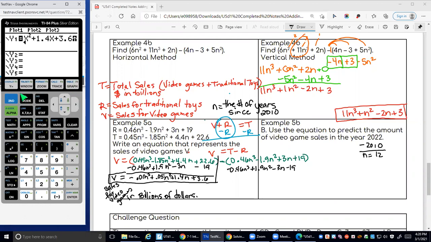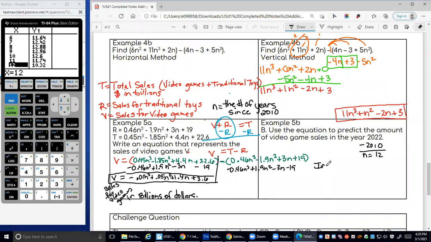Okay, and now I'm going to hit table. Now I'm going to look for where x is equal to 12. So that's 12 years later, right? And it's 10.32. So what that means is that in 2022, video game sales should be, we're going to estimate it, $10.32 billion. Not bad.